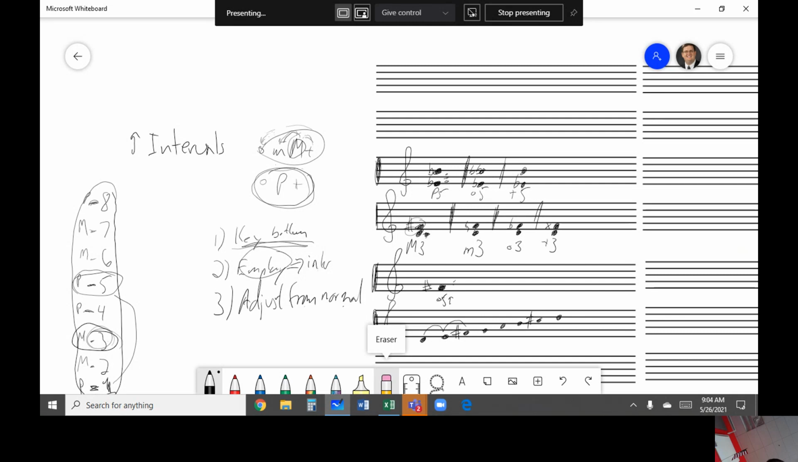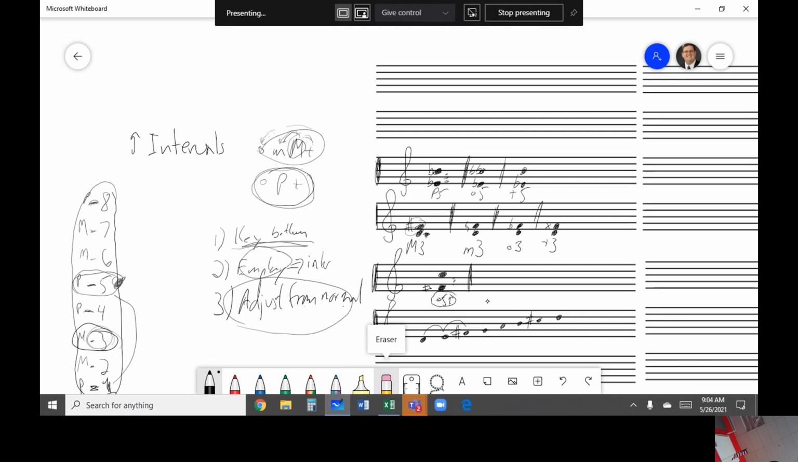1, 2, 3, 4, 5. How should C behave in the key of F sharp? It should behave as a C sharp. C sharp is a perfect fifth above F sharp, but I'm being asked for a diminished fifth, so I'm going to change C sharp to C natural. Does that make sense? I first employ it, and then I adjust it from how it wants to behave.